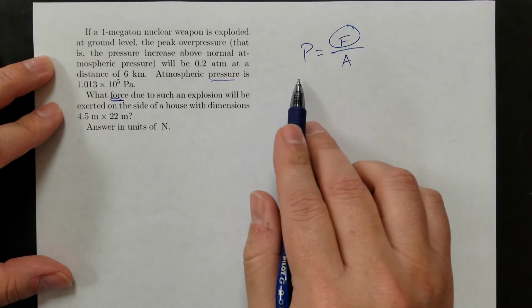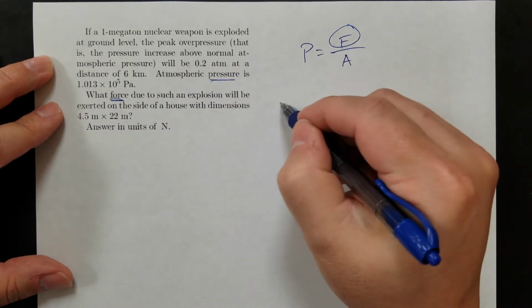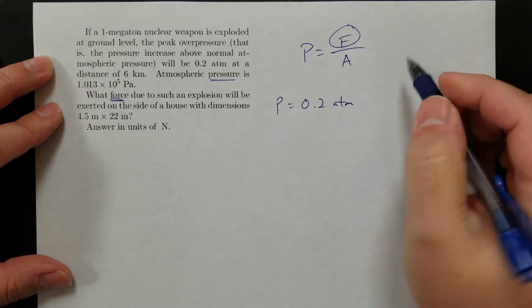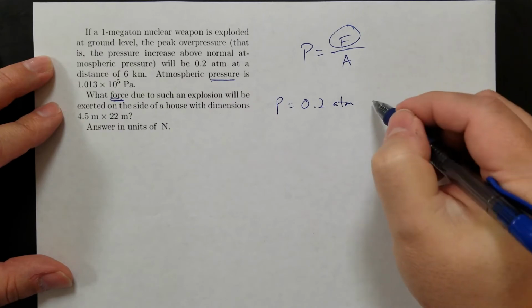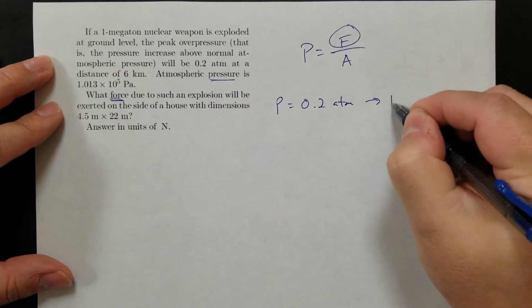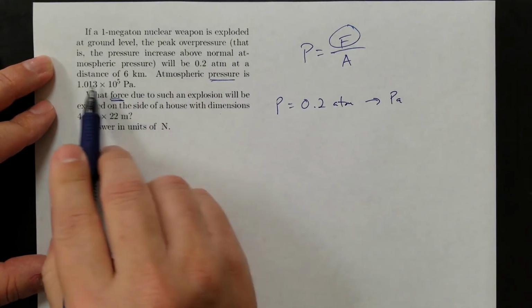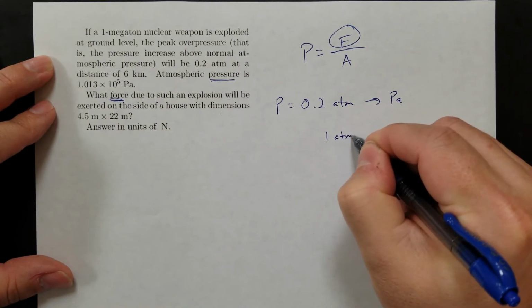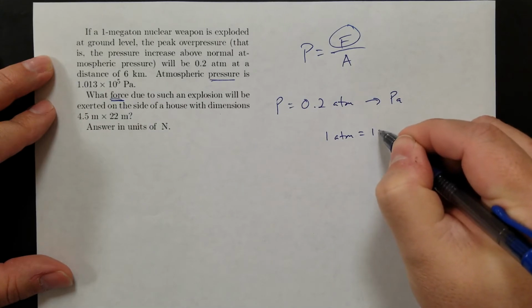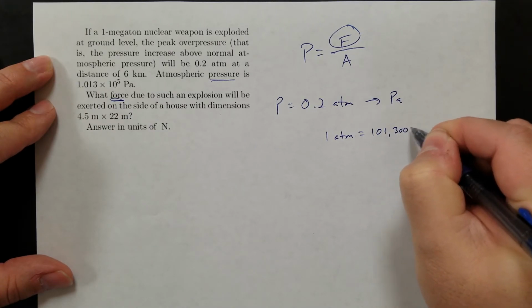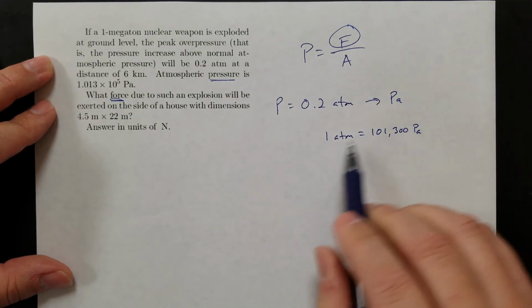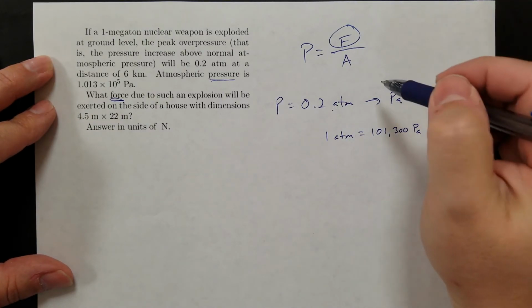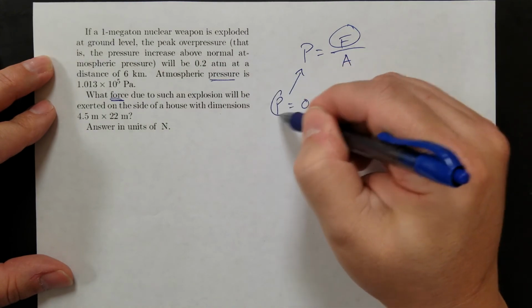So my pressure is 0.2 ATMs. I've got to convert the ATMs to pascals, so I need to do a conversion. I need to turn that into pascals. But I know 1 ATM, 1 atmosphere, is equal to 101,300 pascals. So knowing this, you can convert your pressure from atmospheres to pascals, and that can go here for pressure.